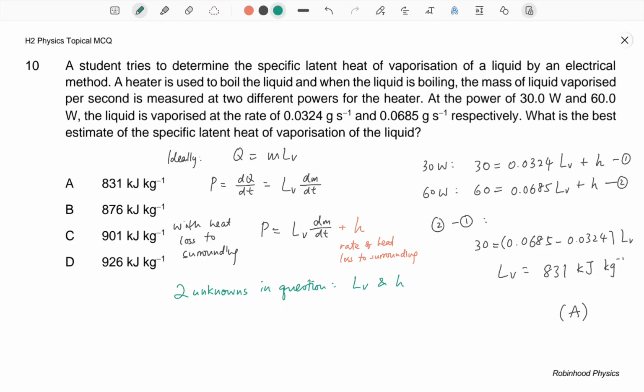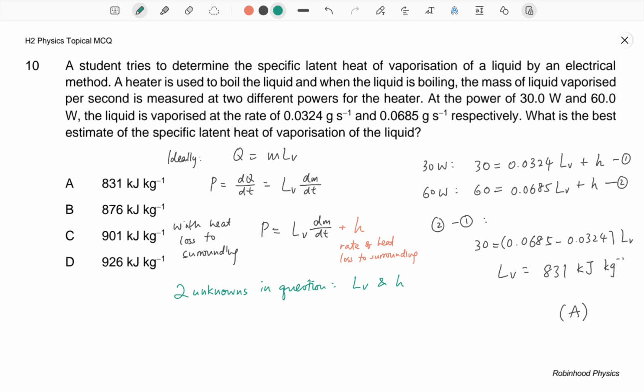In this question, a student tries to determine the latent heat of vaporization using the electrical method. So at a power of 30 watts, the liquid is vaporized at a certain rate. At a power of 60 watts, the liquid is vaporized at another rate. Naturally, the higher power leads to more liquid being vaporized per unit time. So now, how do we go about finding out the latent heat of vaporization of this liquid?